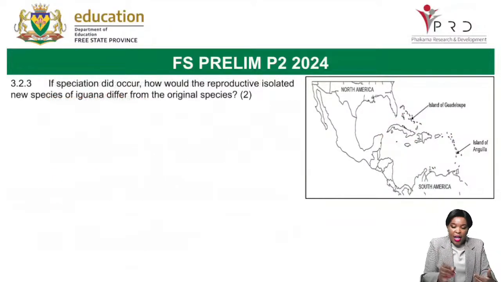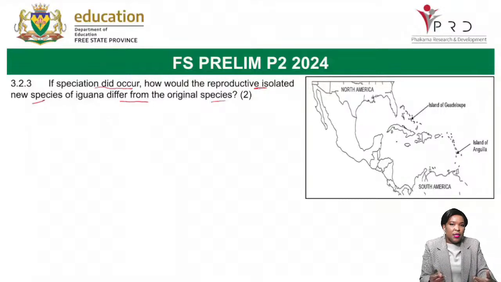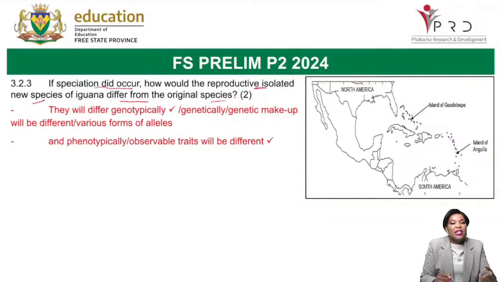Then the last one. If speciation did occur, how would the reproductively isolated new species of iguana differ from the original species? So we say now the new species are formed. How will they be different from the original? They will differ genotypically, or their genetic makeup will be different, or their alleles will be different. They will not be the same genetically. And phenotypically, remember the genes are what gives us our phenotype or our physical appearance. So phenotypically, they are not going to be the same. Right.